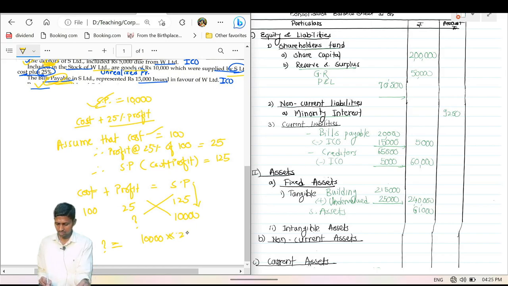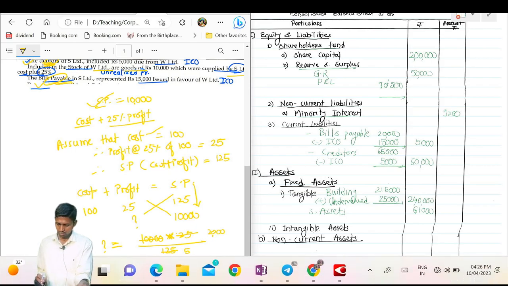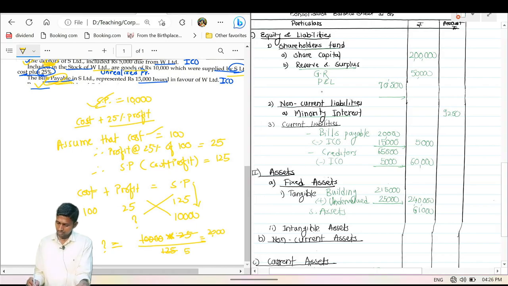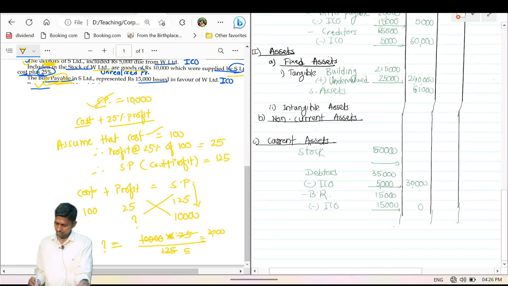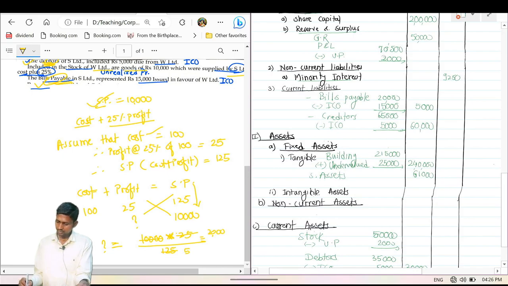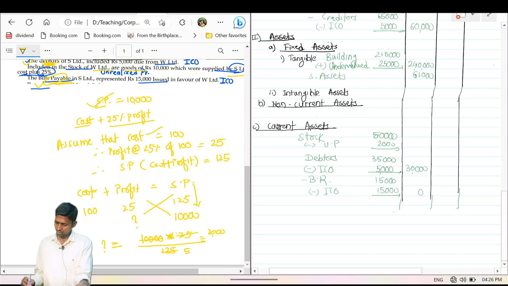10,000 into 25, two figures in the numerator and one figure in the denominator, divided by 125, you will get ₹2,000 unrealized profit. Therefore, do one thing, ₹2,000 unrealized profit, deduct it from consolidated profit and loss. Here unrealized profit UP is 2,000, and here from stock UP is 2,000. Now do the calculation, you will get 68,500, and then here 2,048,000 rupees. All the adjustments are over.